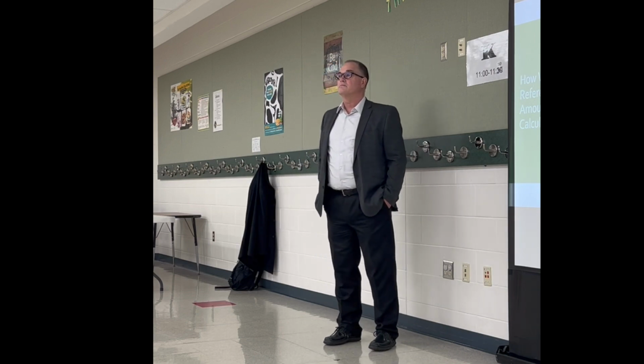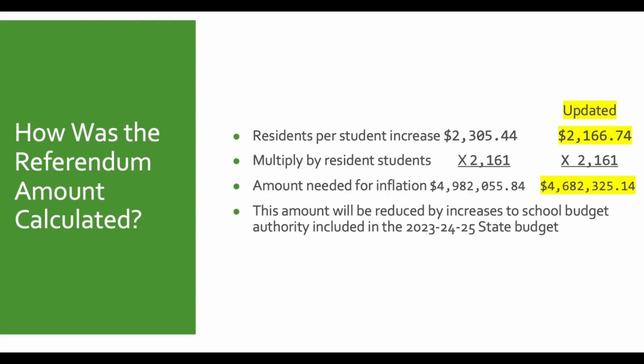Depending on what the state does, we are taking off the state from the 4.6 figure, right? Not off the 3.9. So let's say they would give us $1 million, we would still need to levy 3.6 million. Is everybody clear on that?